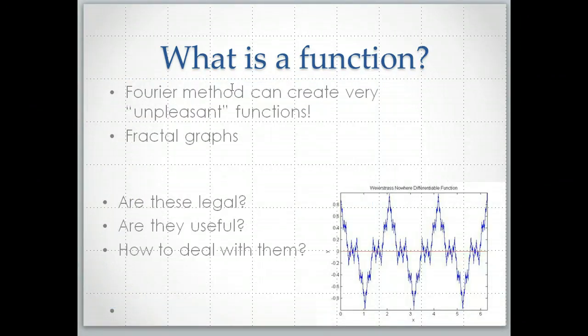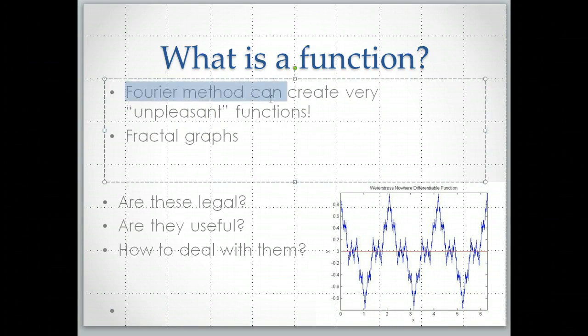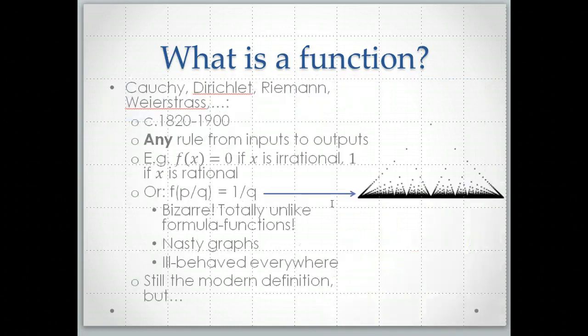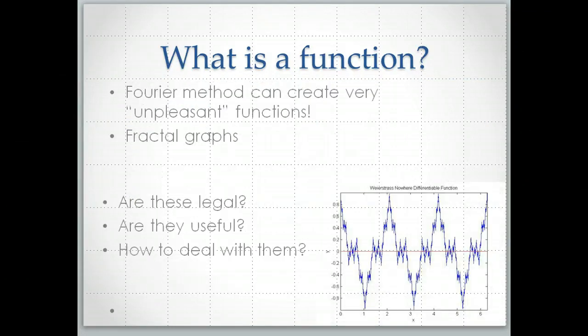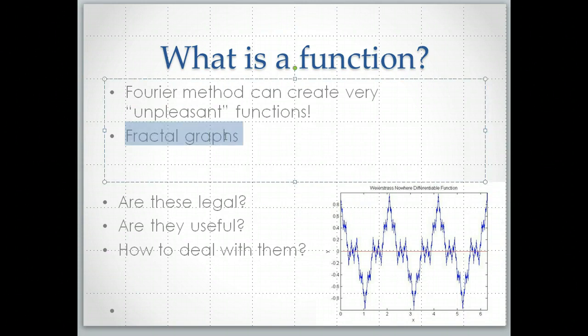Okay, so what does this have to do with Fourier? One of the things it has to do with Fourier is that with the Fourier method, it's very easy to take sine waves and create very unpleasant looking functions. Functions that are almost as badly behaved as these guys. Not quite like this, but here's an example. Basically things where the graphs have a fractal nature. And this is not how they would have said it, of course, in the 19th century, but now we can use this kind of terminology.